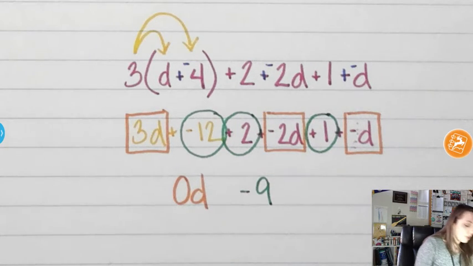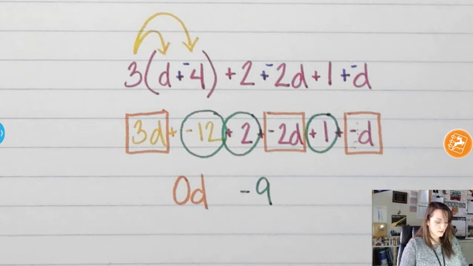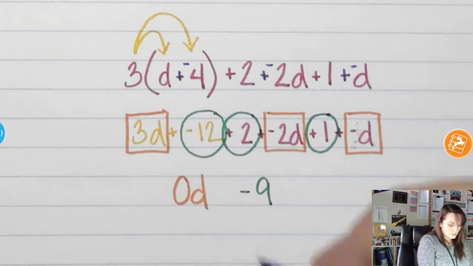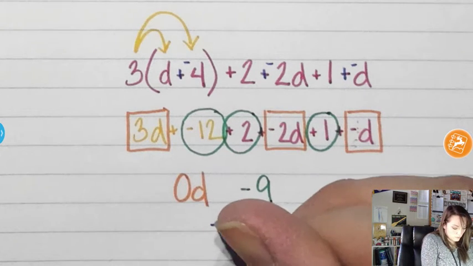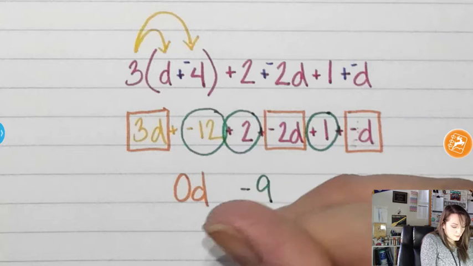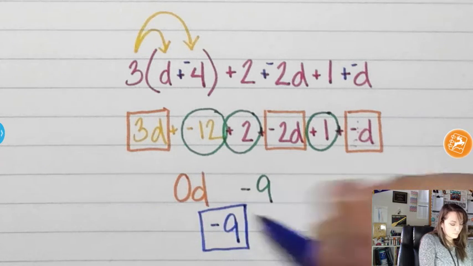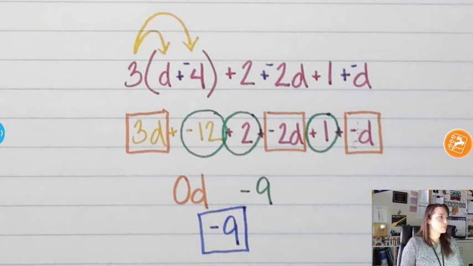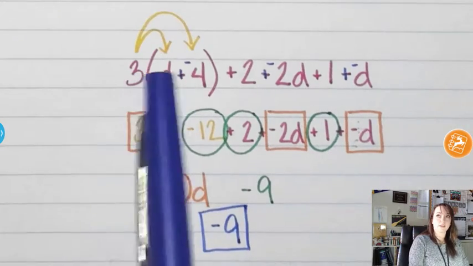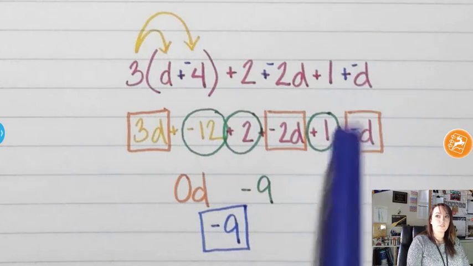So my overall final answer is negative 9. But there is no answer. There is not. So it's negative 9? It does simplify to just negative 9. So all of this mess right here just means negative 9.